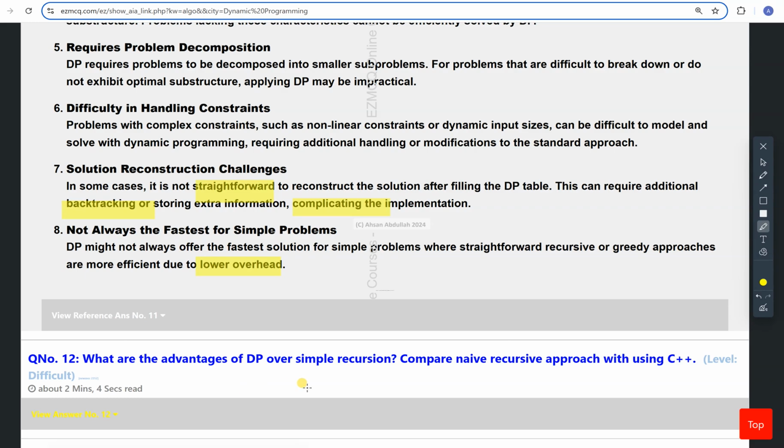So what are the advantages of dynamic programming over simple recursion? Let's take a look at this.